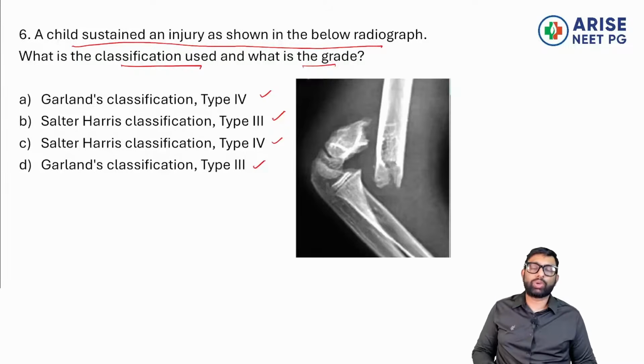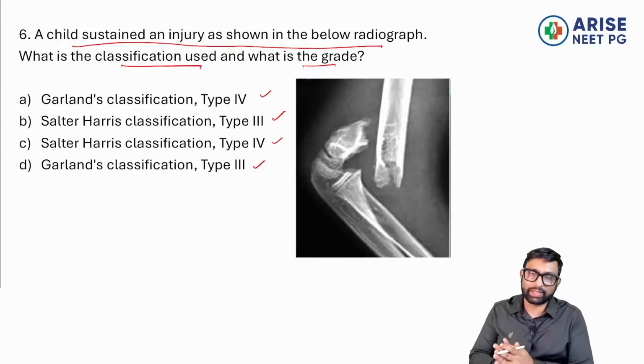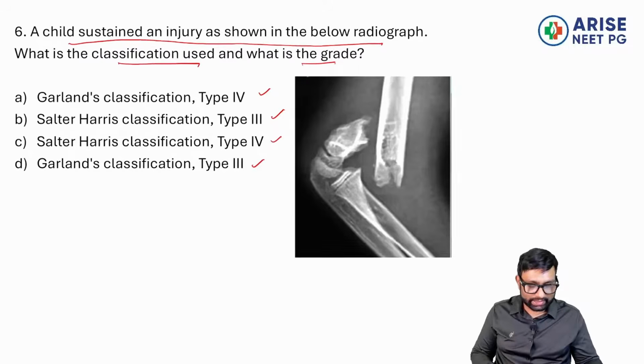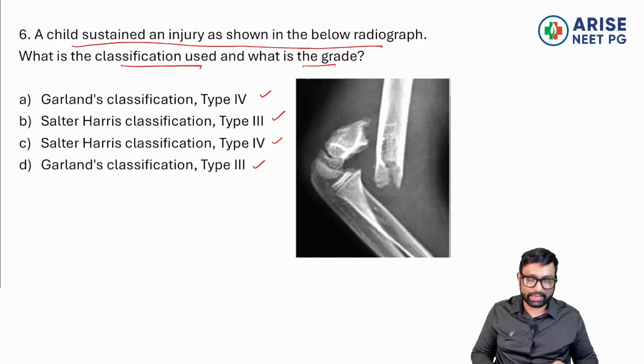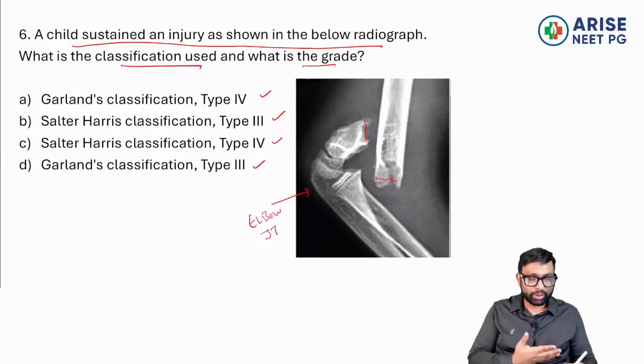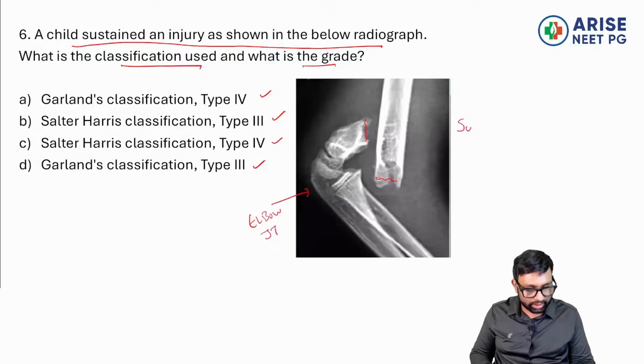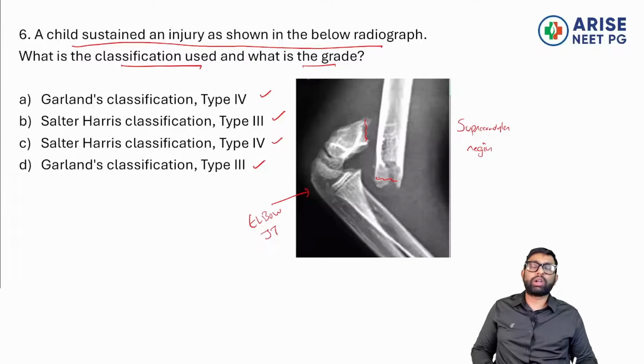Now to answer this question, you have to know what these classification systems are, and they've given you an X-ray here. They want you to look at this X-ray and tell what the diagnosis is. So what I see here is that this is the elbow joint. Do you agree with me? This is the elbow joint. And I can see that the fracture has occurred here, somewhere proximal to the elbow joint. This has to be the supracondylar region. So the fracture is a supracondylar humerus fracture.